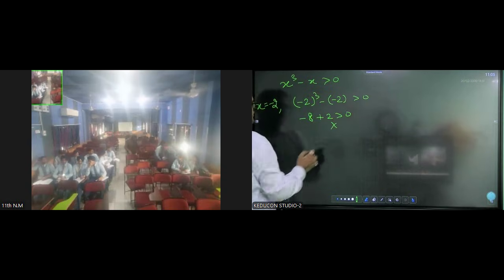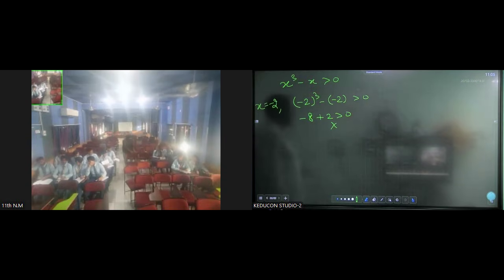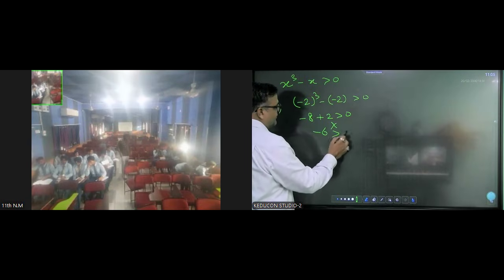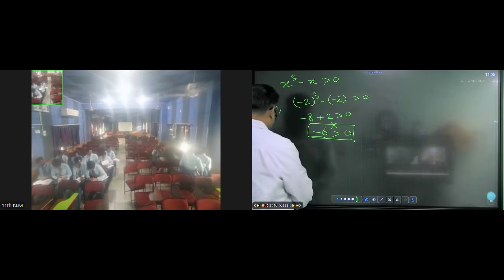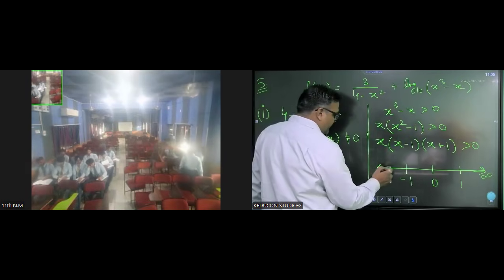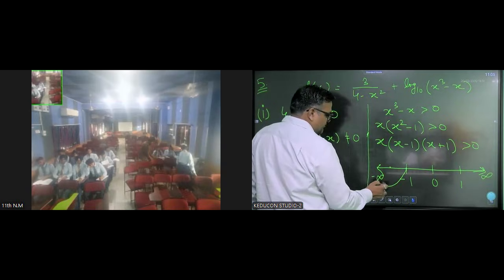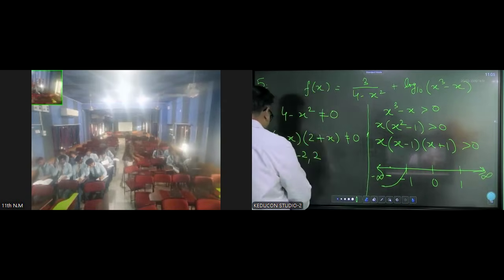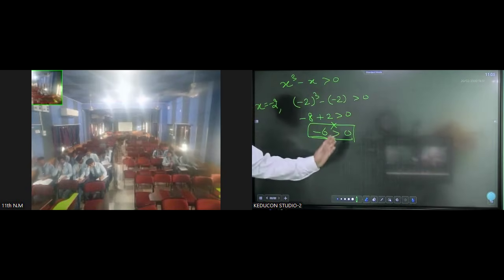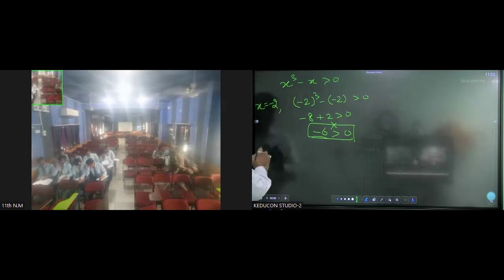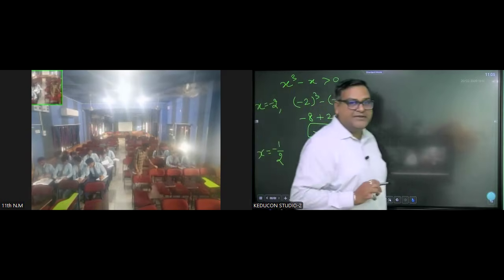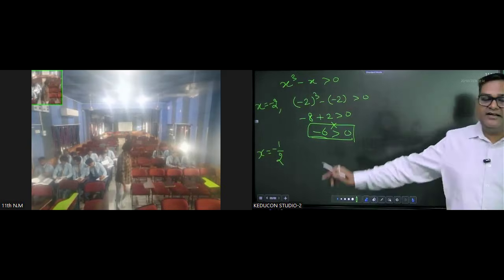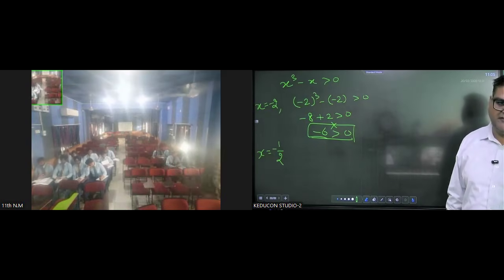So this does not satisfy, students. -6 is not greater than 0. So this result does not hold true. Means in this interval, it will be downward. Means it is negative. Now comes to the next interval. Next interval is -1 to 0. Take a point on that interval. We can take -1/2. When you take x as -1/2, tell me whether the function is positive or negative.